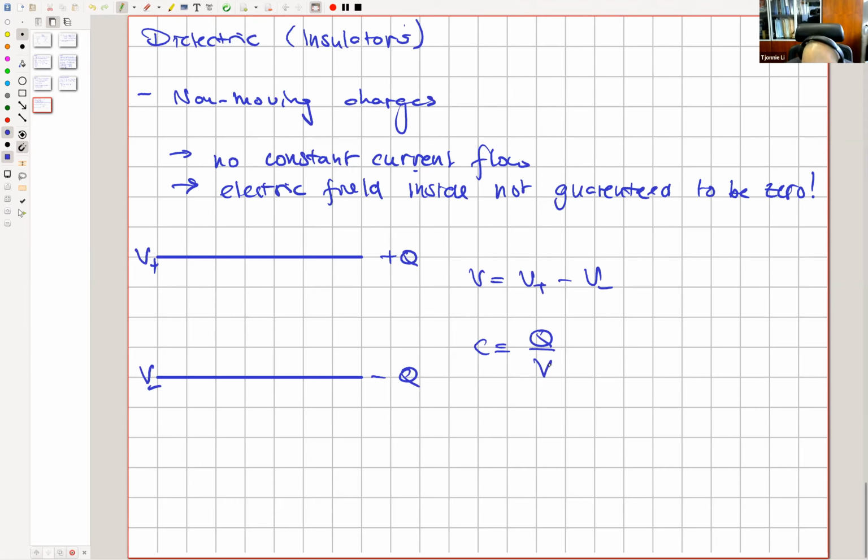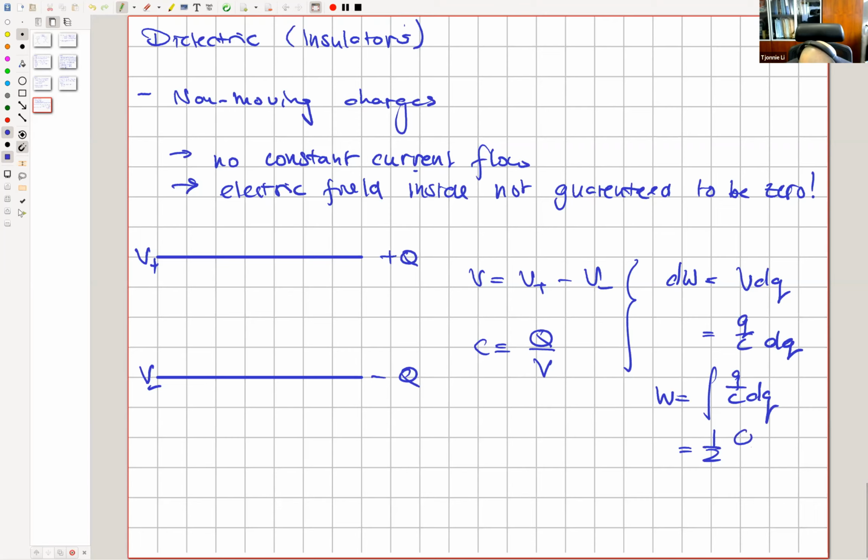Okay, and then of course for completeness, what is the work done, or what's the energetics? It's just V dq, small q, which in this case is just Q over C dq, so that the total W, when you integrate this, Q over C dq is simply a half big Q squared over C, or a half CV squared. Okay, so this is what we've seen before.